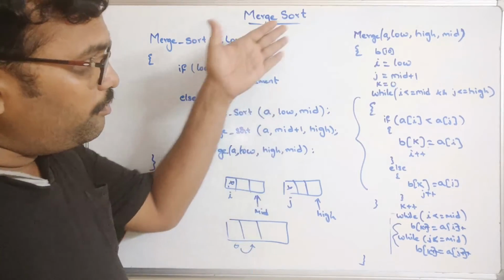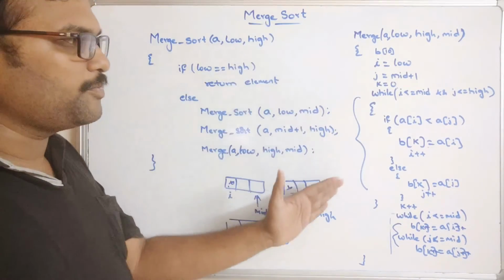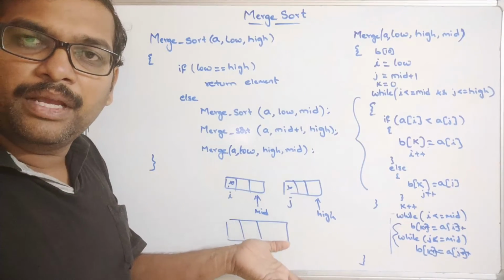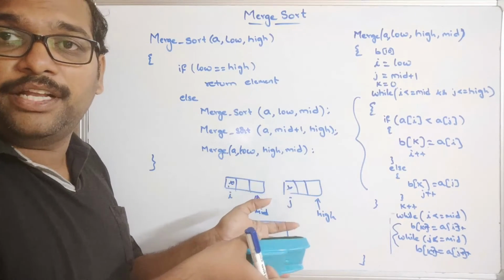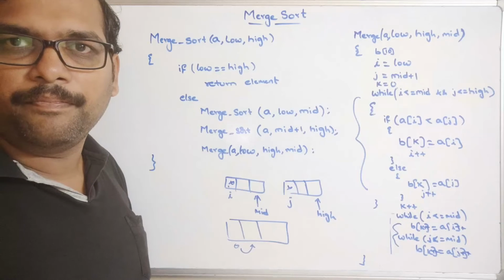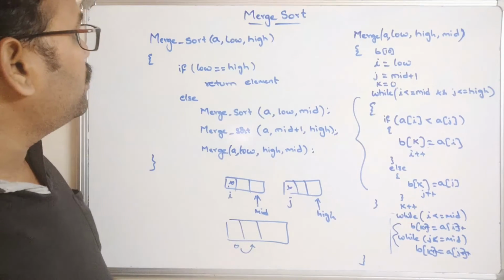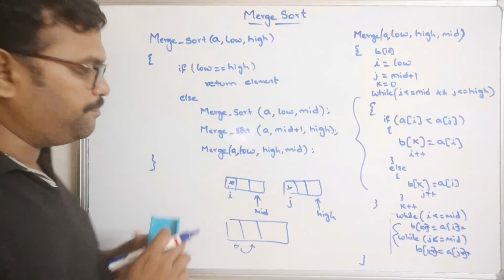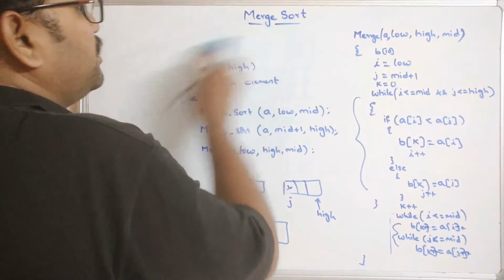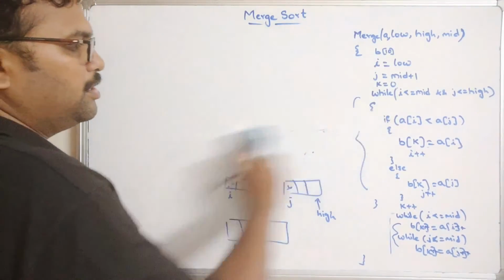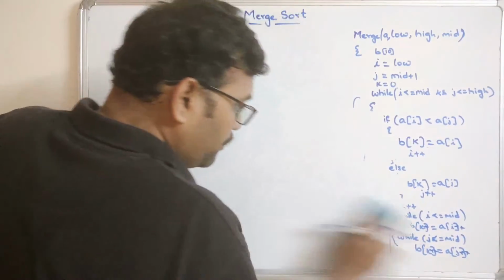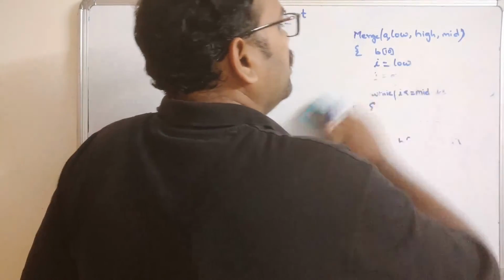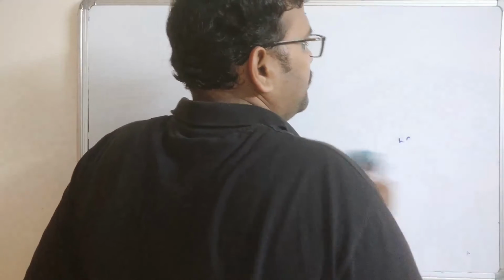So this is an algorithm or a pseudocode, whatever it may be, based upon our explanation on an example, right? Hope you understood this one. Now we'll move on to the time complexity. So what is the time complexity of this merge sort? We'll see what the time complexity is.